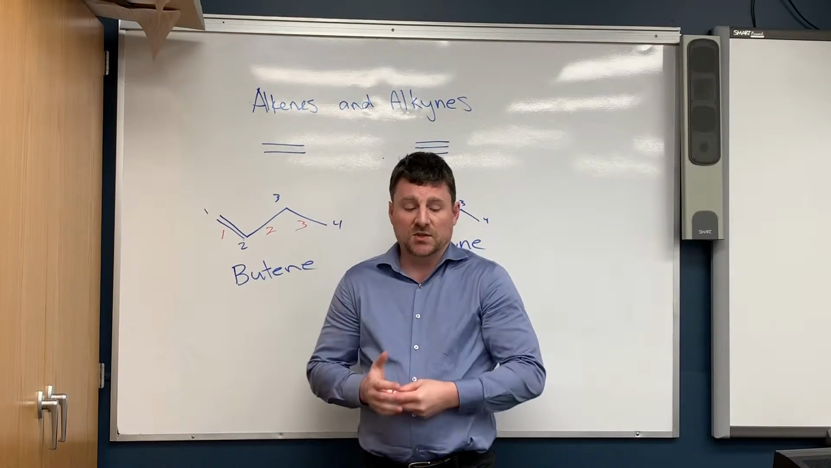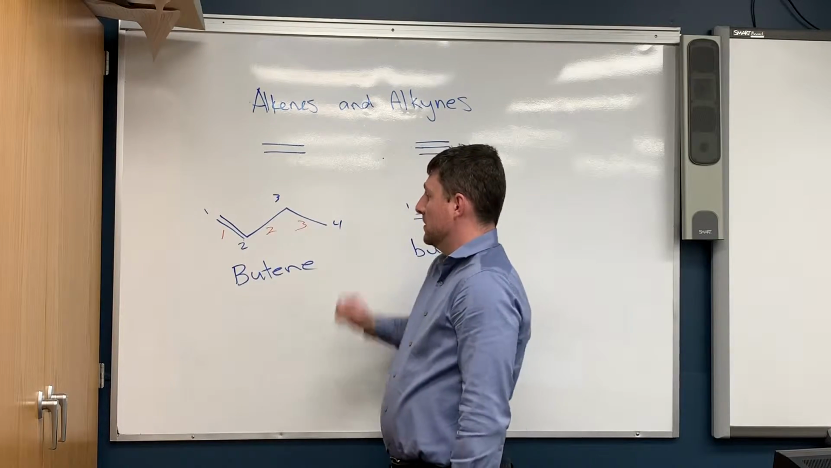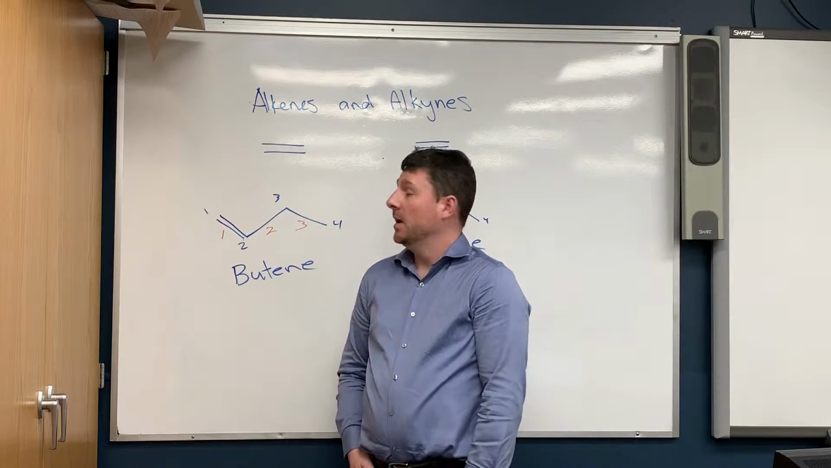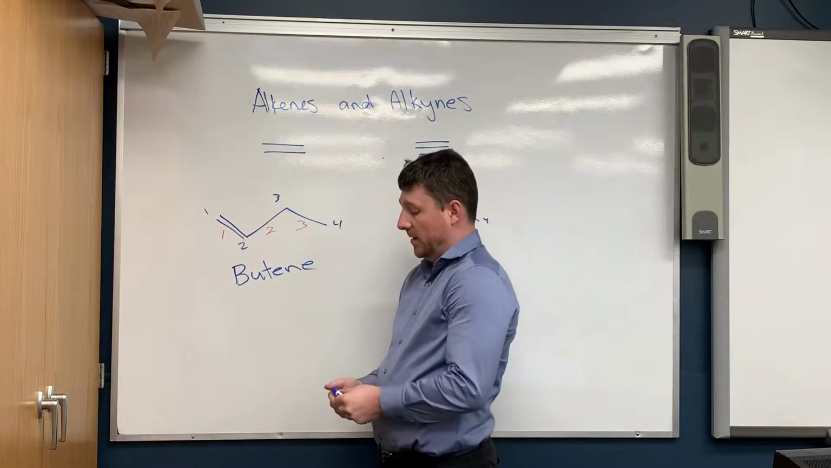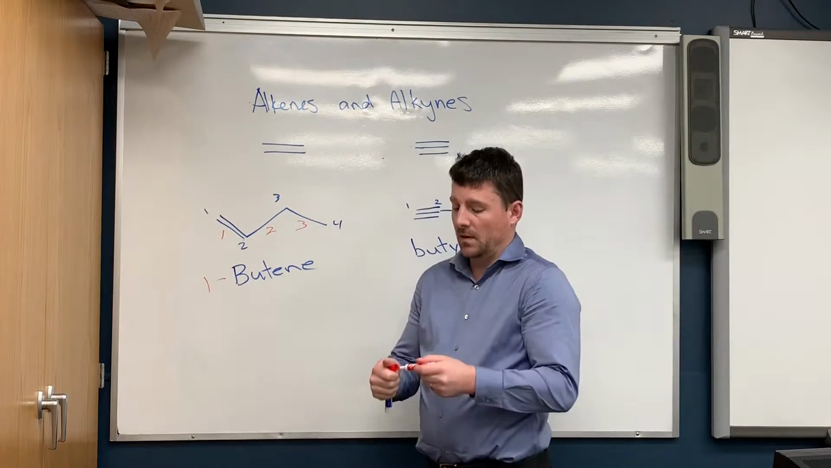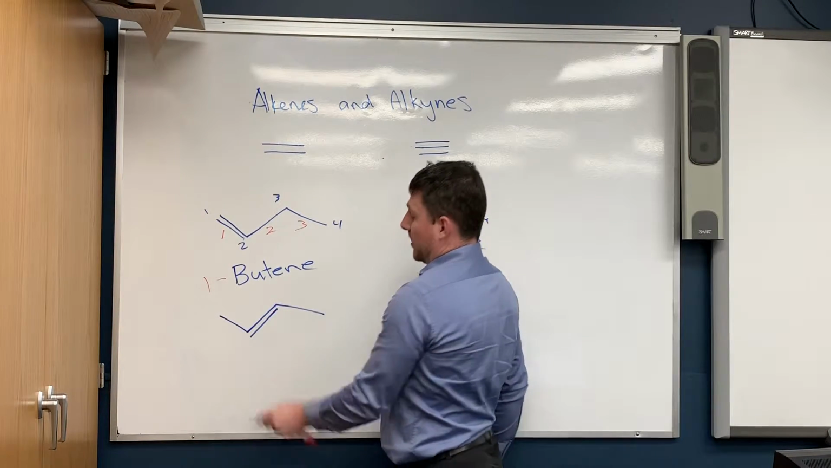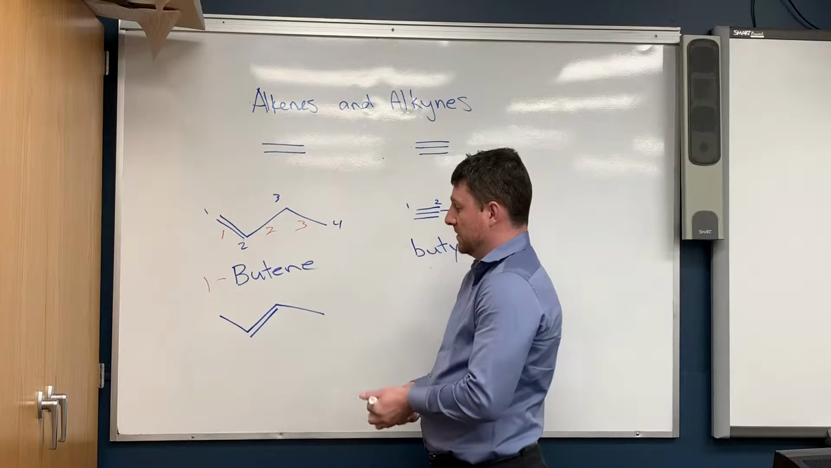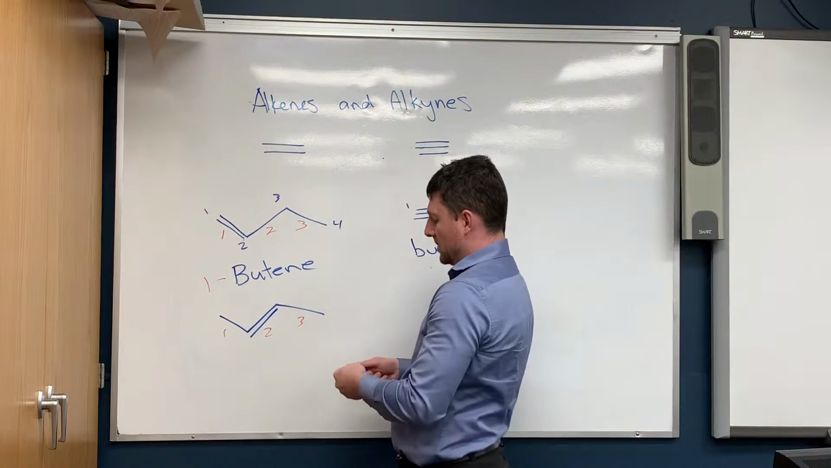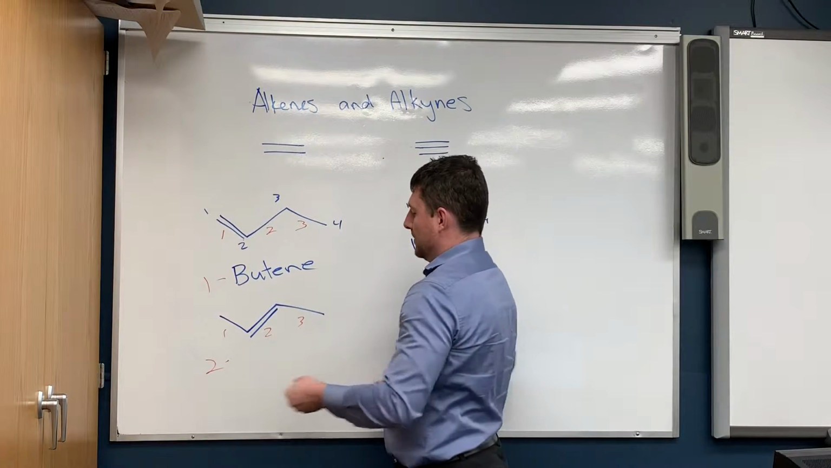So this would be bond 1, bond 2, and bond 3. So let me put them in different colors. The blue numbers are for the atoms. There are 4 atoms in butene, but there are only 3 bonds in butene. And so since this one has it on bond number 1, we would just call this 1-butene. And of course, if I went 1, 2, 3, 4, and I put my double bond there, then this would be bond 1, 2, 3. And so this would be 2-butene.